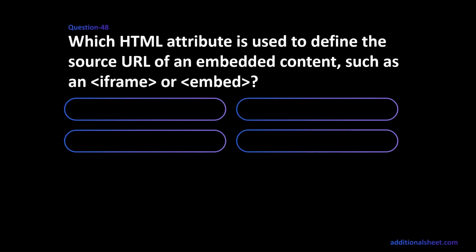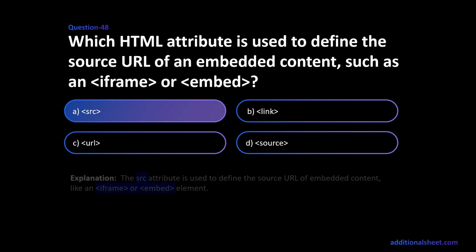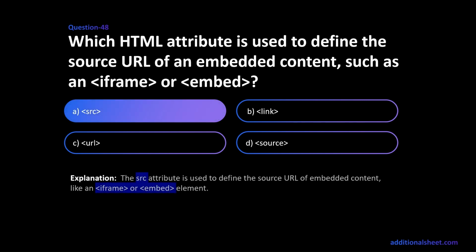Q48. Which HTML attribute is used to define the source URL of an embedded content, such as an iframe or embed? Options are: A. src. B. Link. C. URL. And D. Source. The correct answer is option A. The src attribute is used to define the source URL of embedded content.